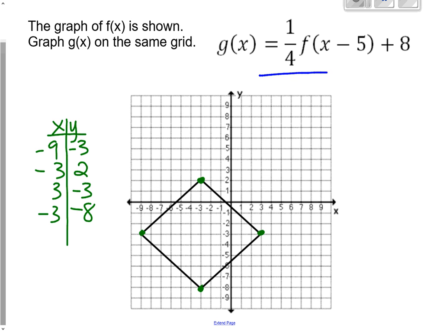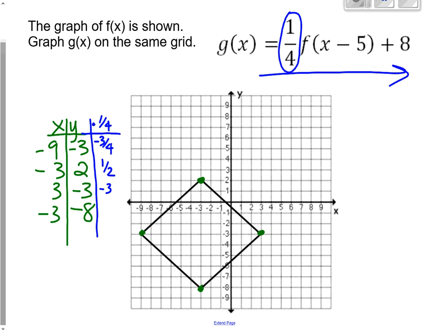Okay, so same thing. We're still reading left to right. I'm going to start with the 1/4. It's being multiplied directly to my function, which means it's a vertical compression by a factor of 1/4. So let's times this by 1/4. And when I do, I get negative 3/4. I get 1/2. And I get negative 3/4 again. And I get negative 2.